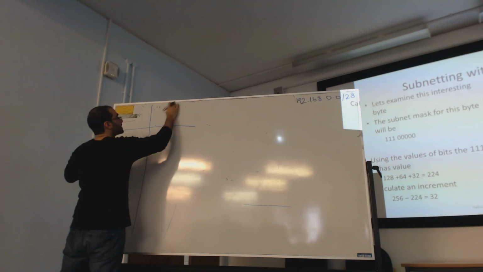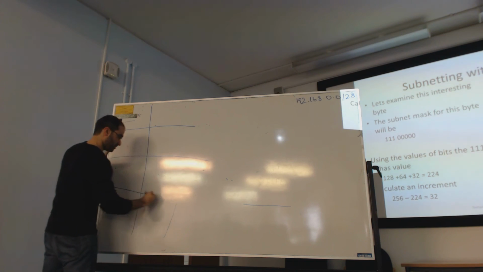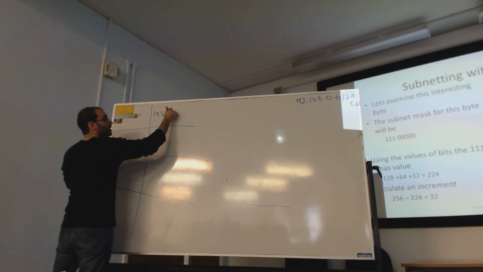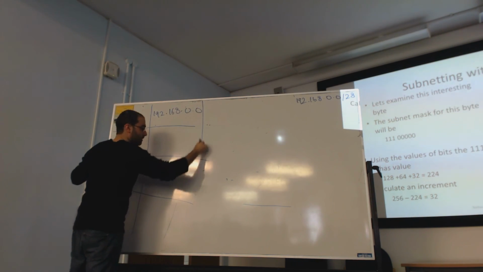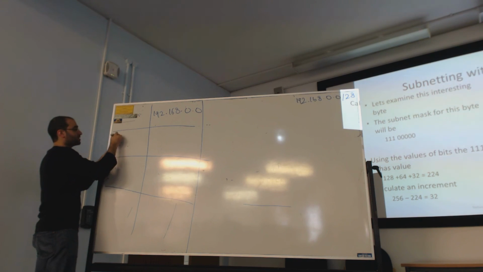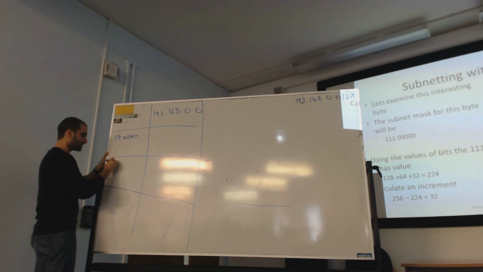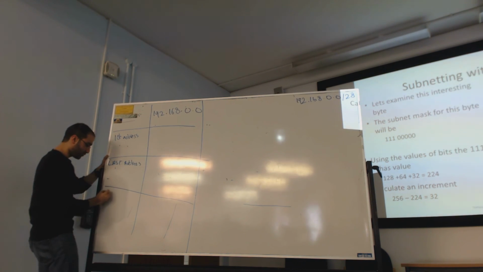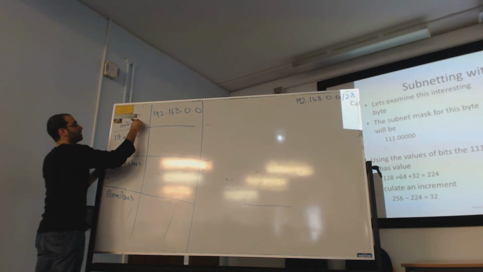So, first subnet, what's that? That would be 192.168.0.0. What's your first address? That's your first address. This is your last address. And this is your broadcast. And that's your subnet. Okay?